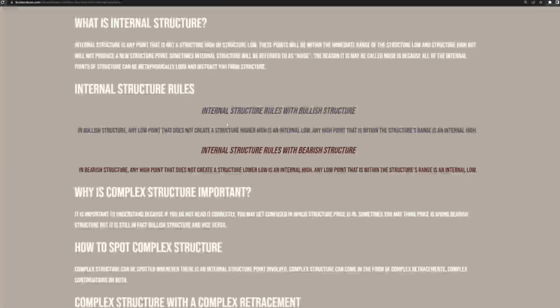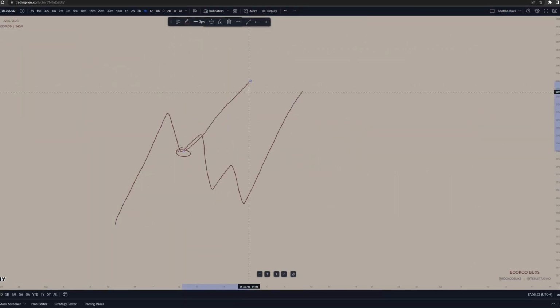Internal structure rules with bullish structure. In bullish structure, any low point that does not create a structure high or high is an internal low. Any high point that is within the structure's range is an internal high. What I mean by this: in bullish structure, any low point that does not create a structure high is an internal low. Meaning, did this low create a new structure high? It did not. Therefore, it has to be an internal low.